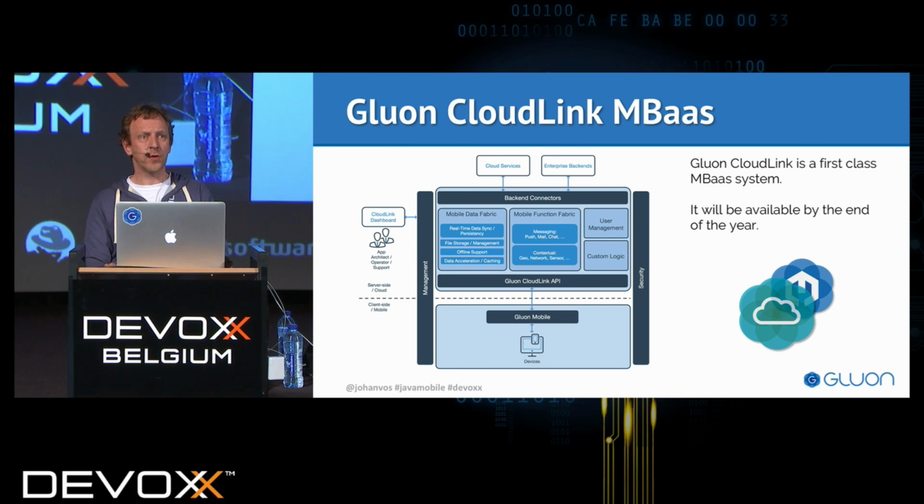So with Gluon we have an MBaaS which is called Gluon CloudLink. We're working on it, and some of the functionality is already available, and you can even download it from the website. And we plan to release it by the end of the year.